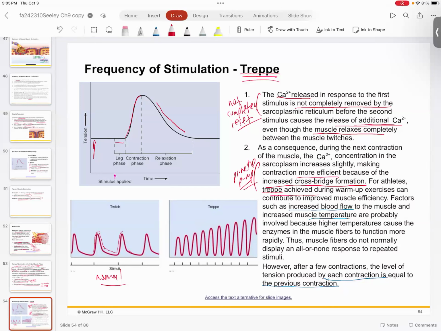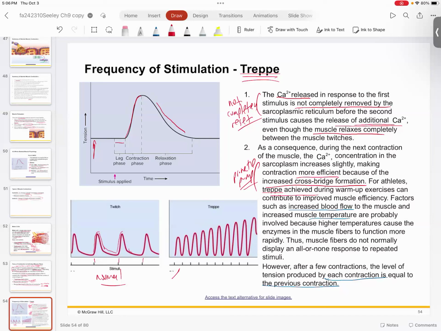With treppe, what's happening is you are doing the stimulus more in rapid fire. For instance, these little hash marks right here are the points of stimulation where you kick in the new contraction. Here you can see you've got a more frequent amount of stimulation, but it's not so fast that you can't relax.